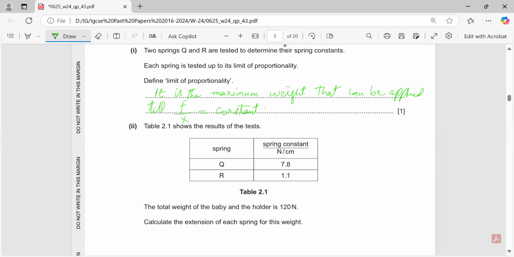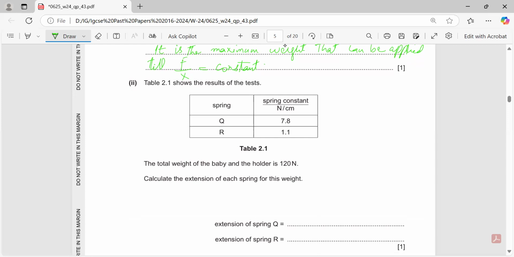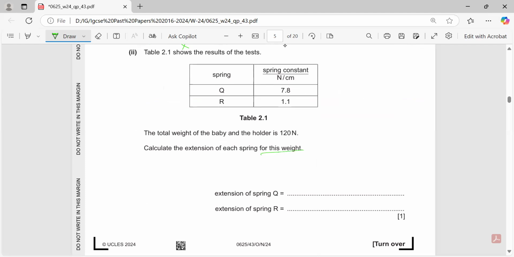Now, the table shows the results of the tests. Spring Q spring constant is 7.8 Newton per centimeter. R, 1.1 Newton per centimeter. The total weight of the baby and the holder is 120 Newton. Calculate the extension of each spring for this weight.